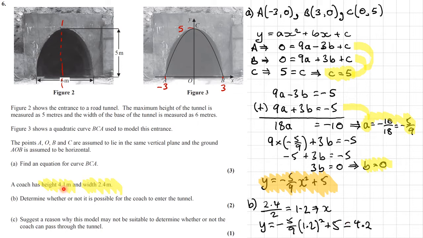The coach is less than this 4.2. It's going to fit underneath this quadratic. So the conclusion is that the coach will fit under the tunnel. Okay, so what we'd write after this is that it's got a bit of space. So 4.1 is less than 4.2. So the coach can enter the tunnel.